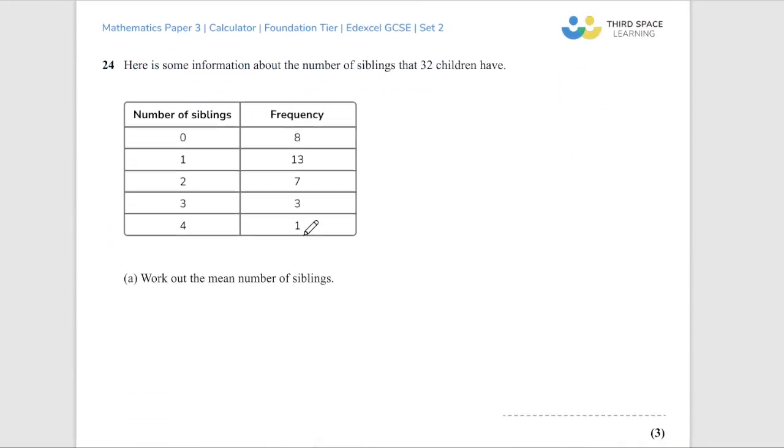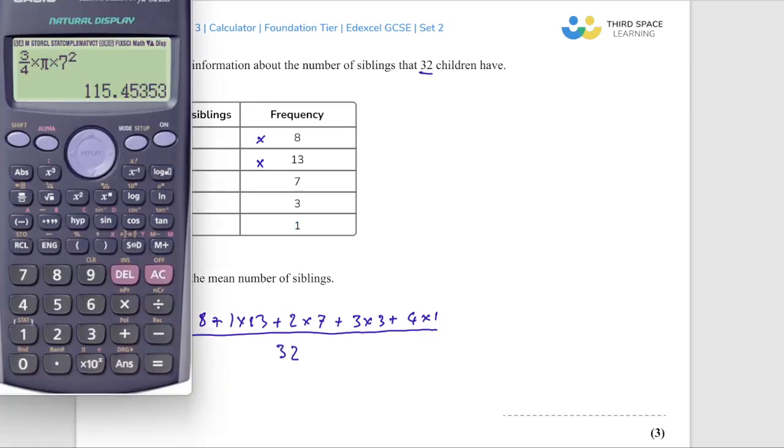Question 24. Here is some information about the number of siblings that 32 children have. So we've got 32. This should be adding up to 32, and it does. Work out the mean number of siblings. So we're going to be times the number of siblings by the frequency. So I'll actually write down here what I'm doing. 0 times by 8 plus 1 times by 13 plus 2 times by 7 plus 3 times by 3 plus 4 times by 1. And I want to divide that by the total frequency, which we're told in the question, we double check, is 32. So using my calculator, I'm going to type it in just like that.